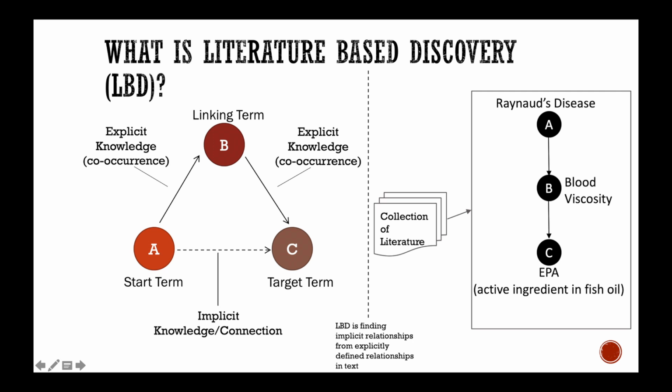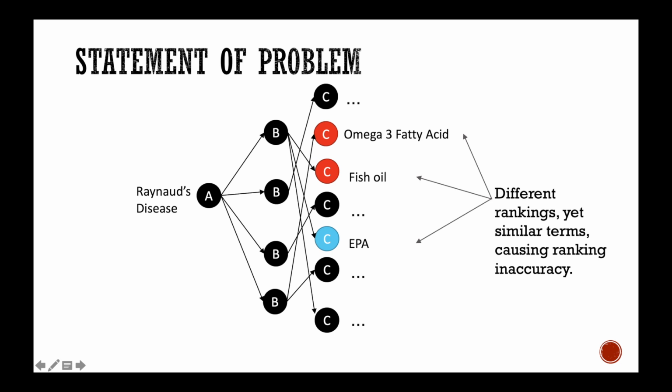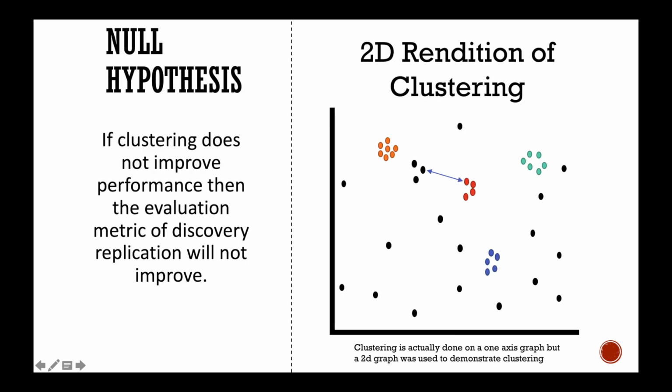The prior methods of LBD worked extremely well when dealing with smaller amounts of literature. However, abstracts and new papers are being published constantly, therefore constantly increasing the size of the corpora. And thus, when you increase the size of the corpora, there tends to be an issue with the ranking of your target terms. You may have terms with similar definitions but ranked differently. This causes the accuracy of LBD to decrease. Therefore, the null hypothesis in this experiment was that if clustering does not improve performance, then the evaluation metric of discovery replication will not improve.